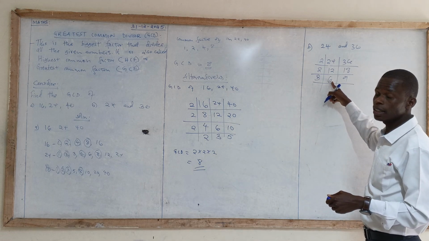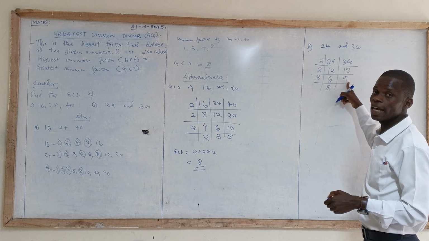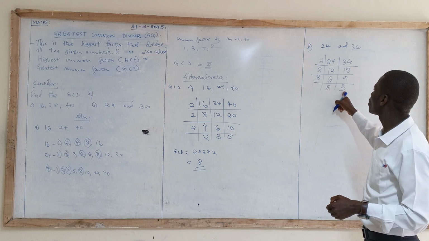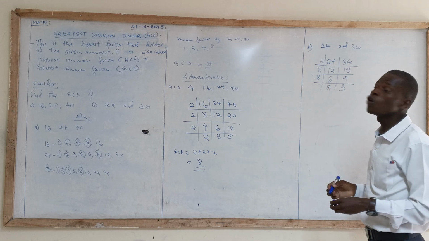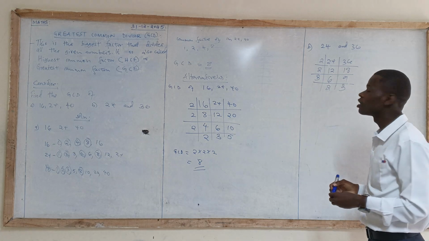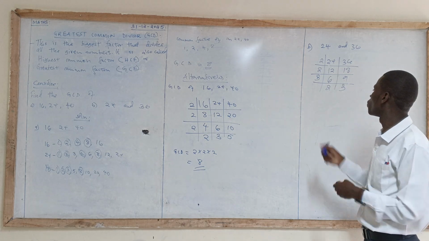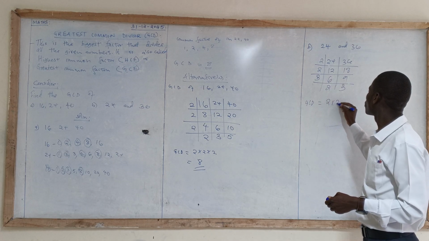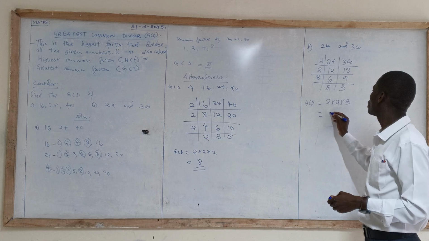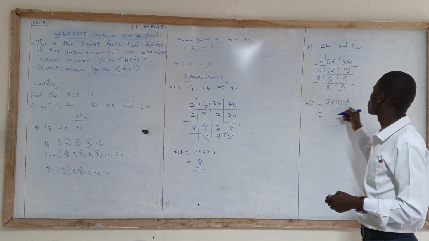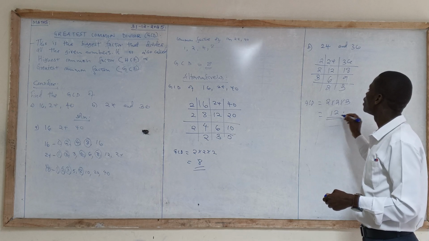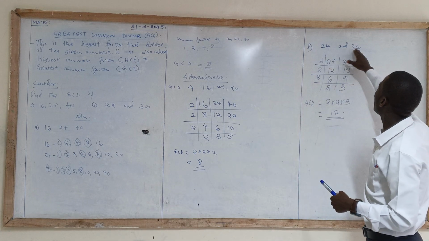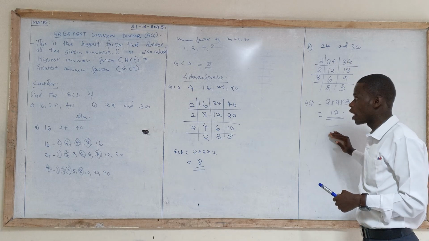3 divides 6, 2 times. 3 divides 9, 3. So you see, we have prime number, prime number. So there is no other number that can divide 2 and 3 apart from 1. We stop here. So we say that our GCD is 2 times 2 times 3, which is 2 times 2, 4. 4 times 3, 12. So the GCD, the greatest common divisor of 24 and 36 is 12.